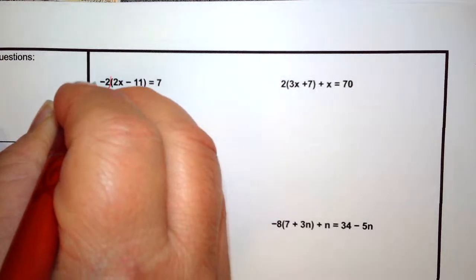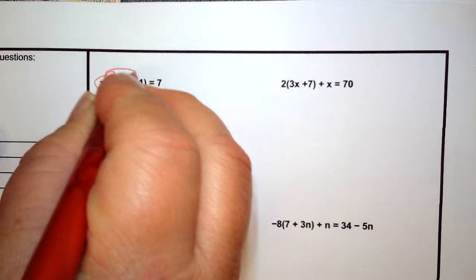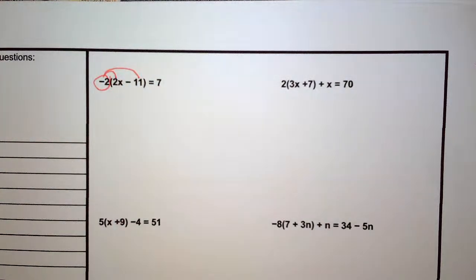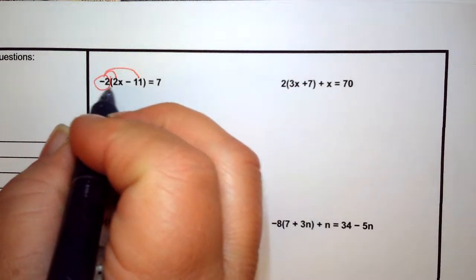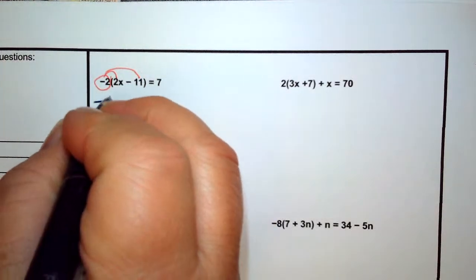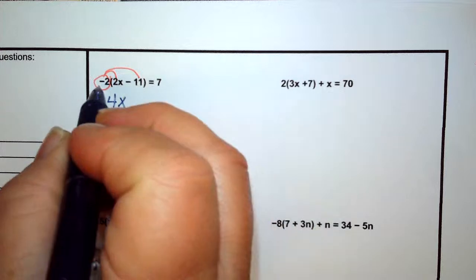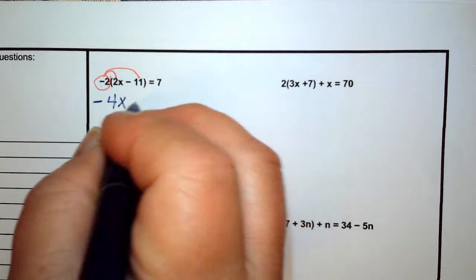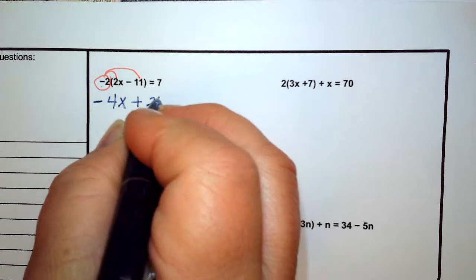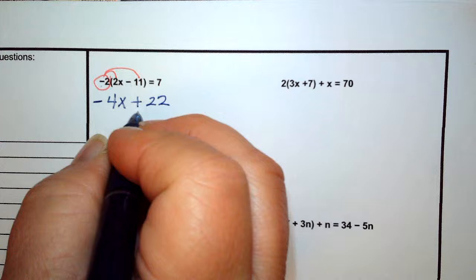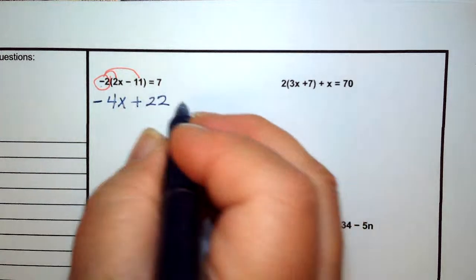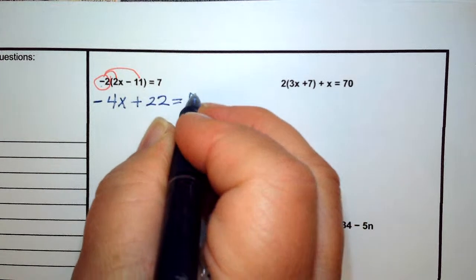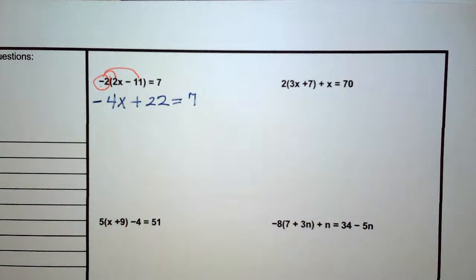I'm going to multiply by negative 2. So negative 2 times positive 2x is negative 4x. Negative 2 times negative 11 is positive 22. Negative times negative is that positive. 2 times 11 is 22. That's equal to 7. It is now a two-step equation. Step 1.